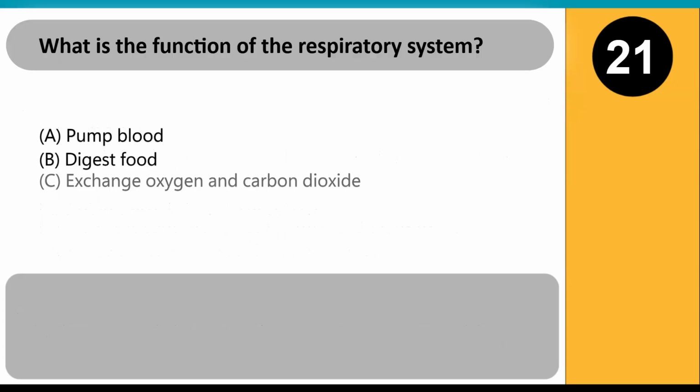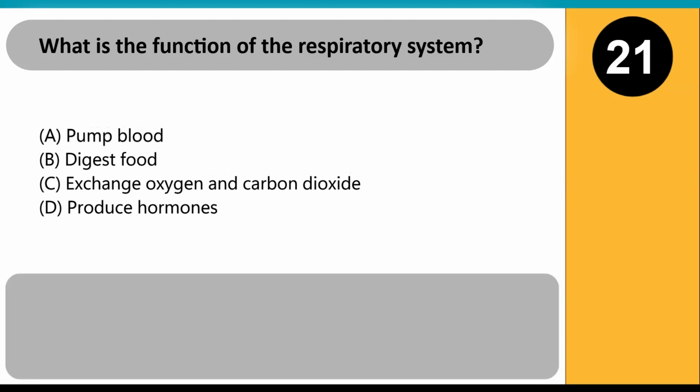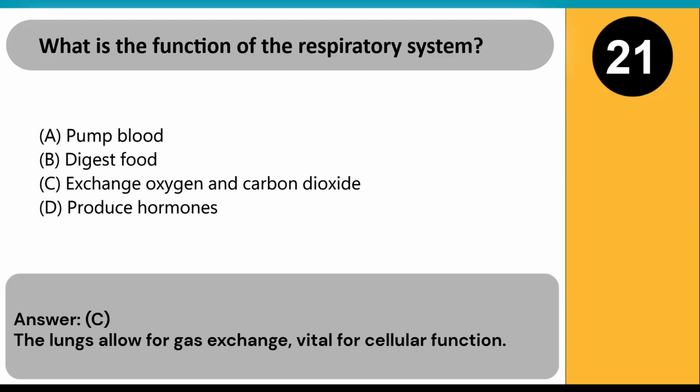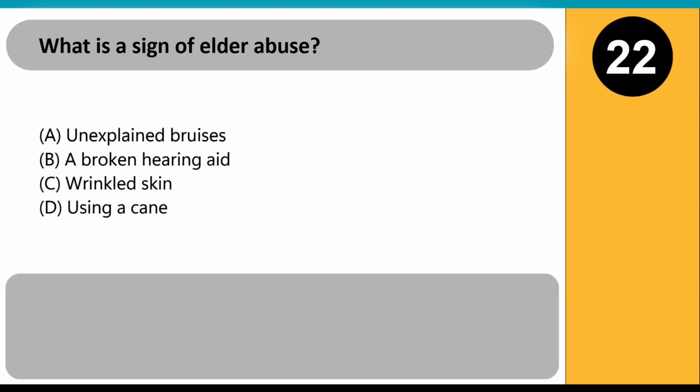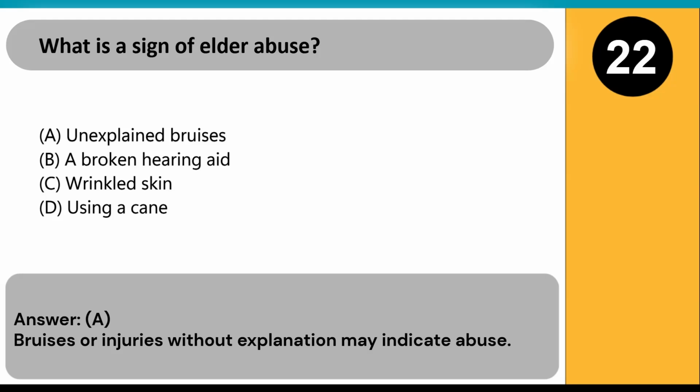What is the function of the respiratory system? A. Pump blood. B. Digest food. C. Exchange oxygen and carbon dioxide. D. Produce hormones. Answer: C. The lungs allow for gas exchange, vital for cellular function. What is a sign of elder abuse? A. Unexplained bruises. B. A broken hearing aid. C. Wrinkled skin. D. Using a cane. Answer: A. Bruises or injuries without explanation may indicate abuse.